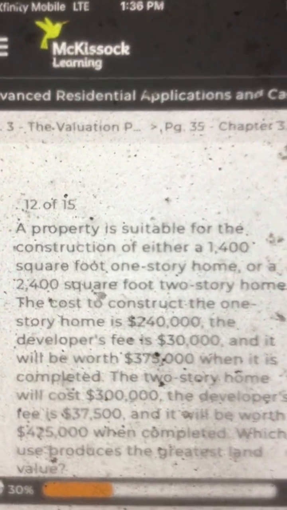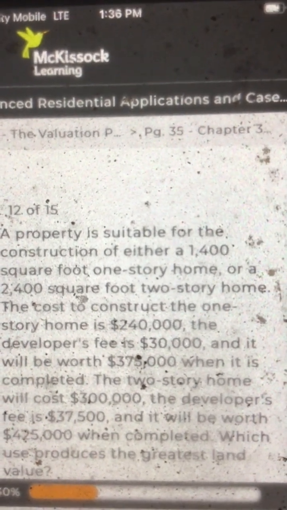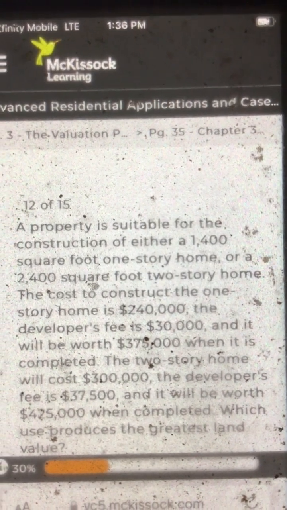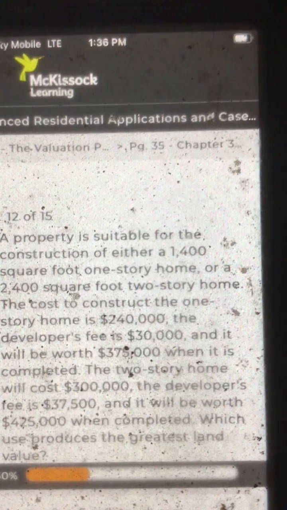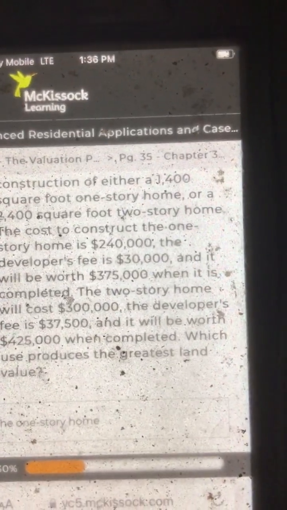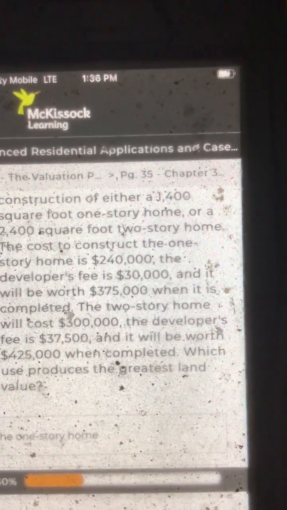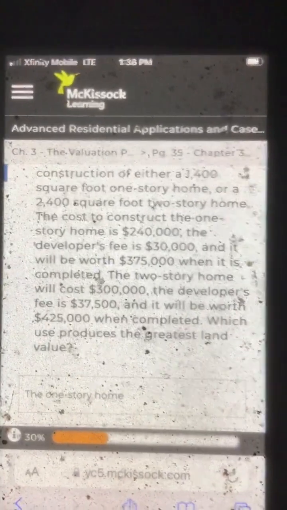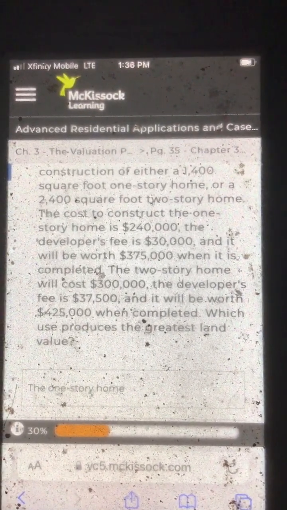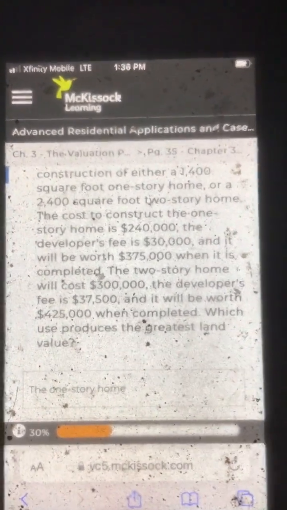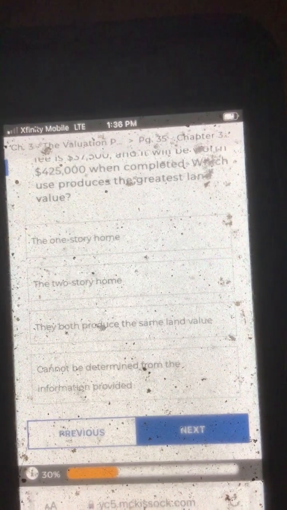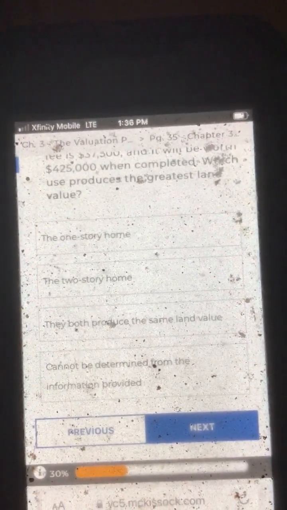Number 12, a property is suitable for the construction of either a 1,400 square foot one-story home or a 2,400 square foot two-story home. The cost to construct the one-story home is $240,000. The developer's fee is $30,000. And it will be worth $375,000 when it is completed. The two-story home will cost $300,000. The developer's fee is $37,500. And it will be worth $425,000 when completed. Which use produces the greatest land value? A, the one-story home. B, the two-story home. C, they both produce the same land value, or D, cannot be determined from this information provided.